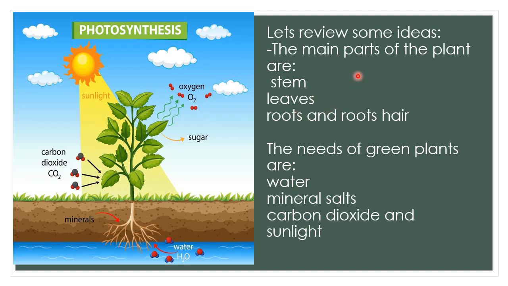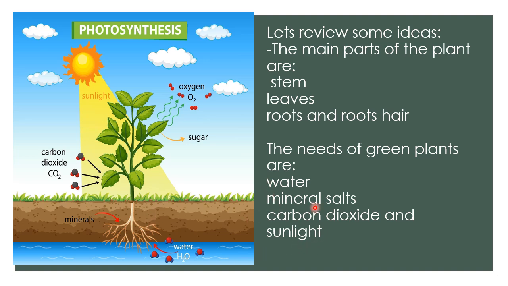Here are some points that were mentioned in the previous video. Let's review them together. The main parts of the plant are stem, leaves, roots, and root hairs. We have the leaves. These are the leaves. The stem, this is the stem. And here we have the roots and root hairs. Okay, the second point, the needs of green plants are water, mineral salts, carbon dioxide, and sunlight.